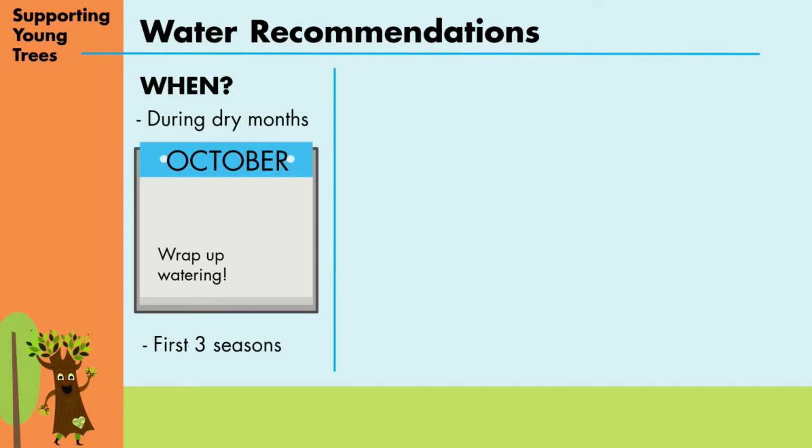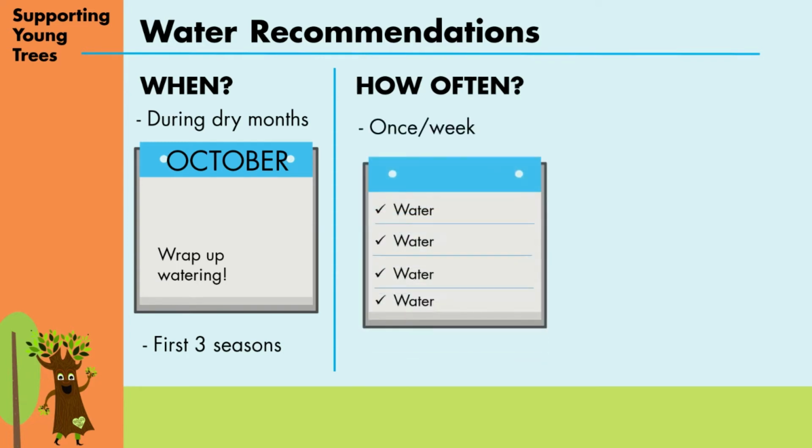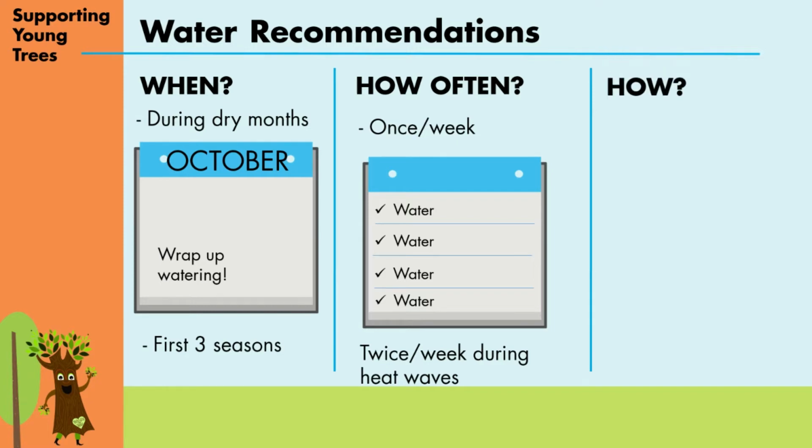It's best practice to water trees infrequently, which translates to once per week or twice per week during longer heat waves. In addition to infrequent watering, it's best to water trees slowly and deeply. This means using methods that allow for trickling water, which will allow water to reach deeper into the soil, encouraging roots to grow a little deeper.